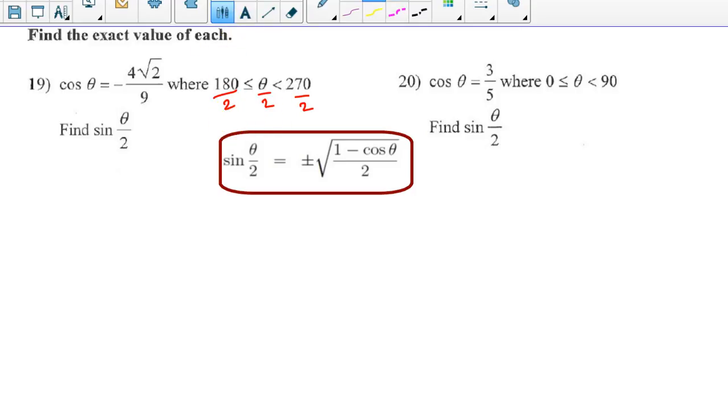90 degrees is less than or equal to theta over 2, and that is less than 135. So it is clearly stating that the angle theta over 2 is more than 90 degrees and less than 135. So you are in the second quadrant.